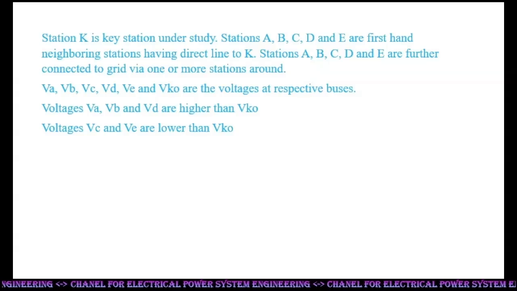Stations A, B, C, D and E are first-hand neighboring stations having direct line to K. Stations A, B, C, D and E are further connected to grid via one or more stations around. VB, VC, VD, VE and VK0 are the voltages at respective buses. Voltages VB and VD are higher than VK0. Voltages VC and VE are lower than VK0.